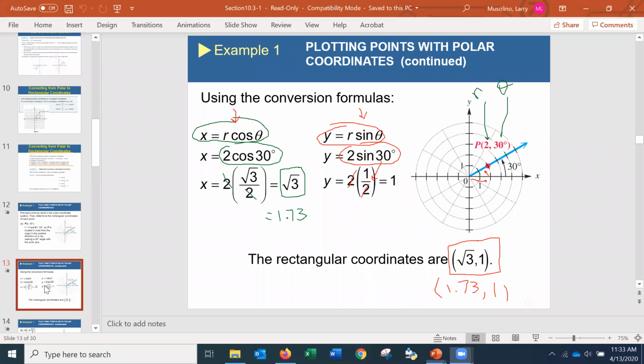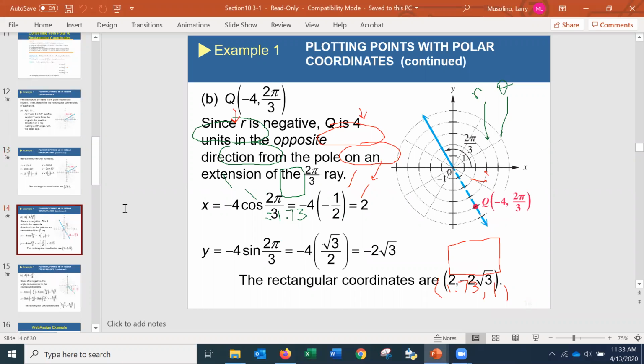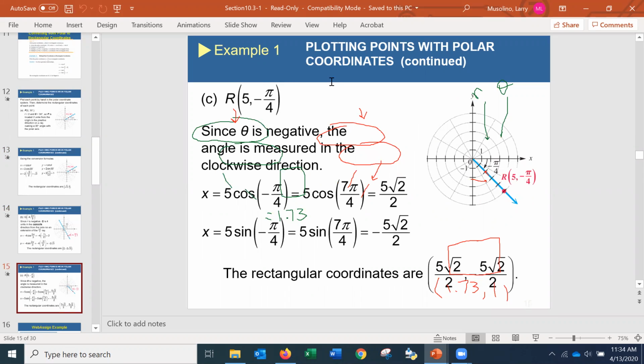Let's do one more example. How about this example? Let me clear the screen.